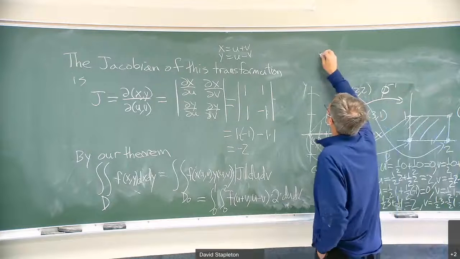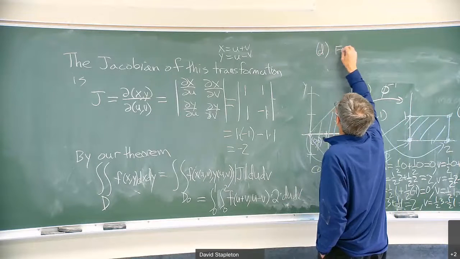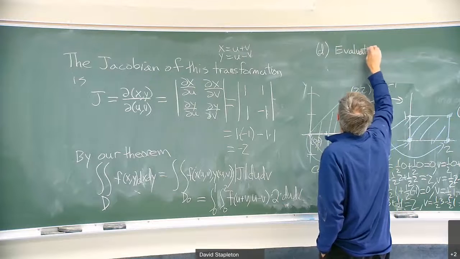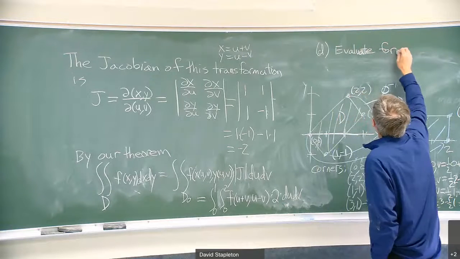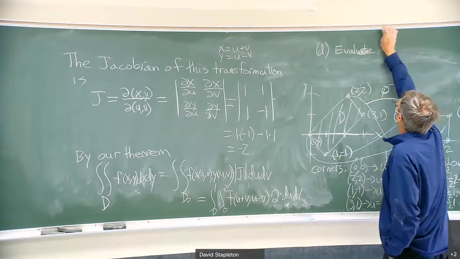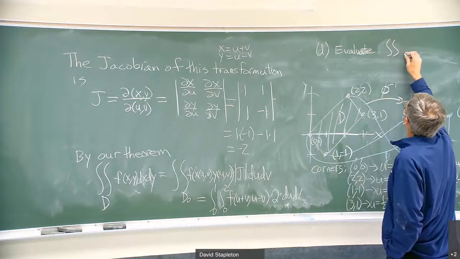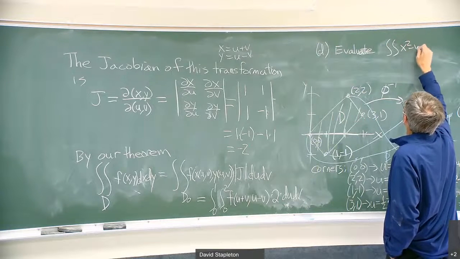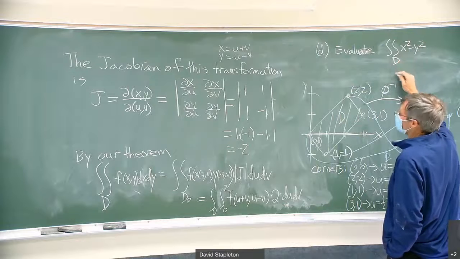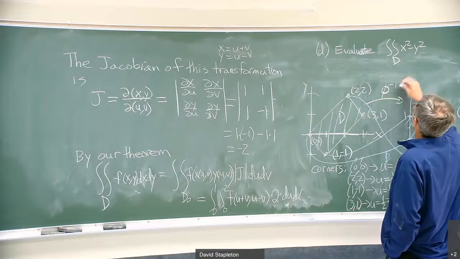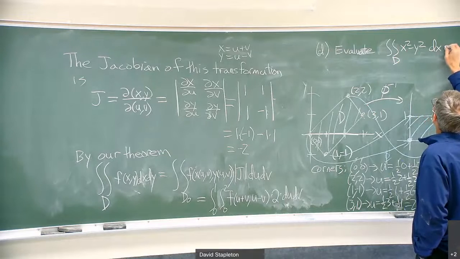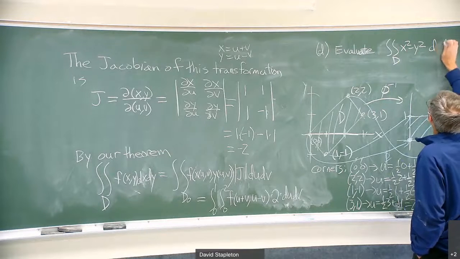So let's do this. Evaluate the double integral of x squared minus y squared over the original region D in xy space. Let's call it dA.